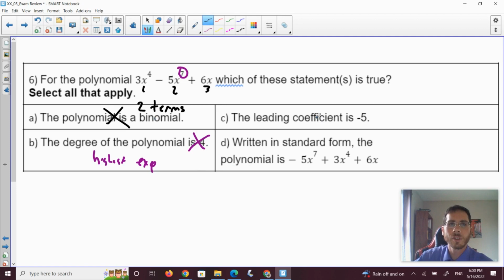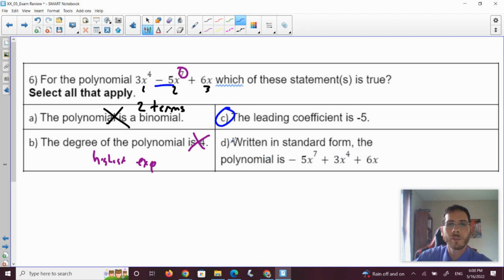The leading coefficient is -5. I can't answer that yet because I'd have to put it in standard form first. I guess I could kind of answer that because I know it's the coefficient that goes with the purple one. So since x to the 7th was the highest, -5 should be the leading coefficient. So that looks good.